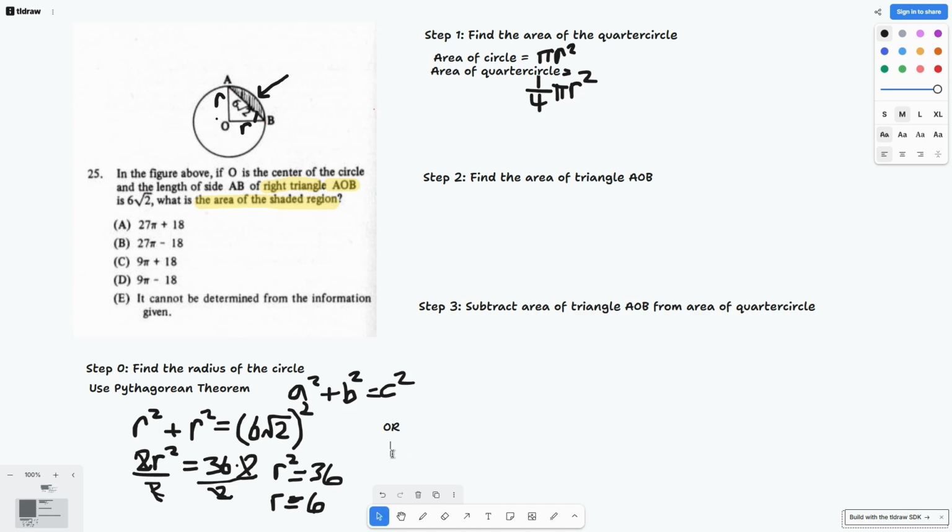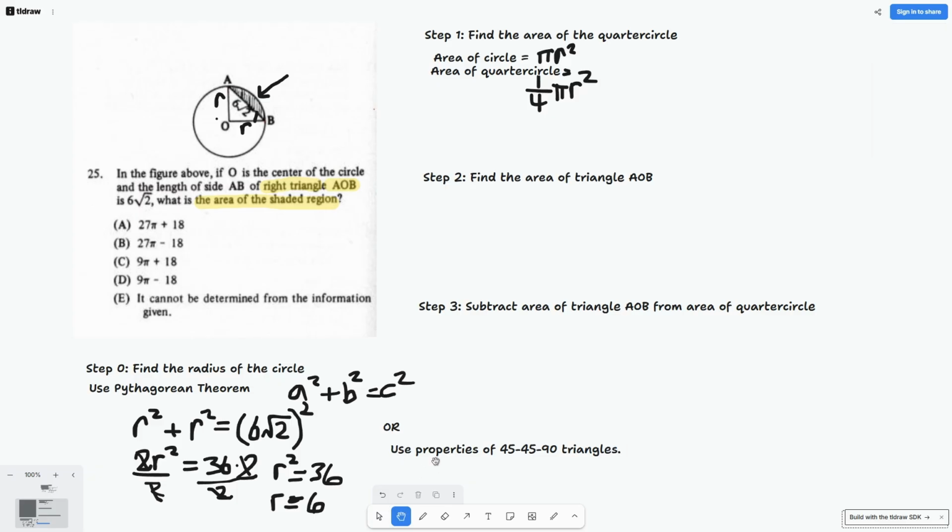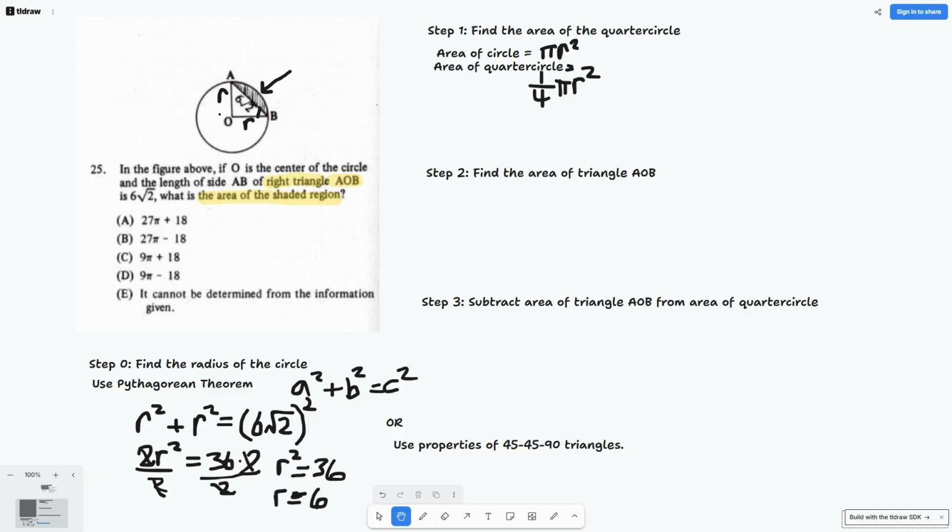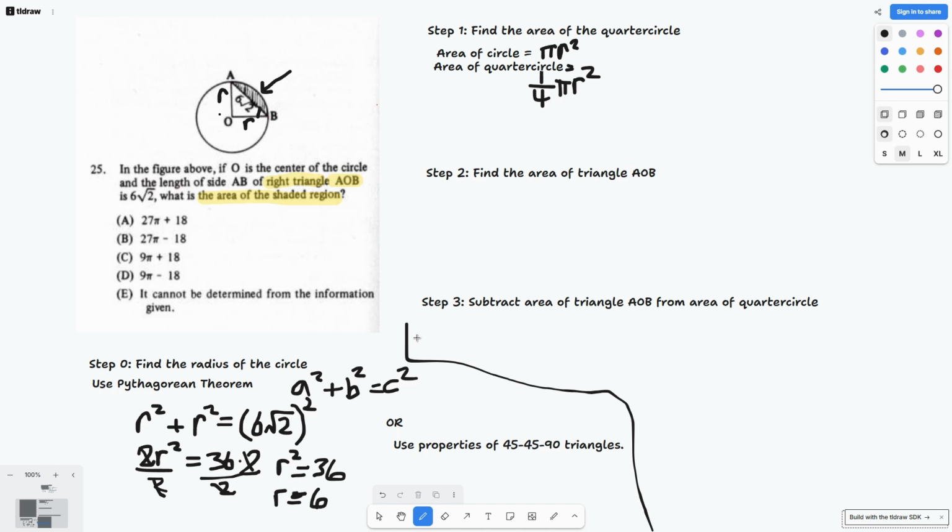Again, I'm not going to go over this in detail, but I'll just write right here the property of the 45, 45, 90 triangle. This is all step 0. And that concludes step 0.